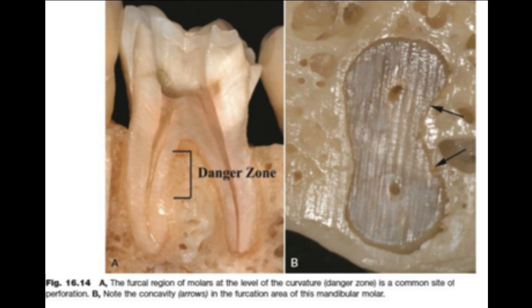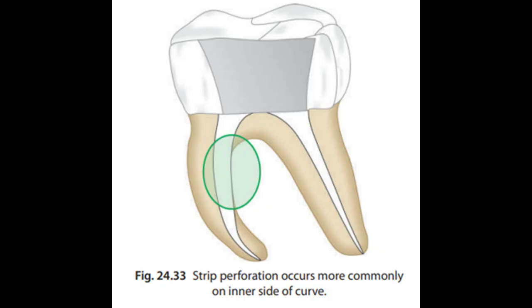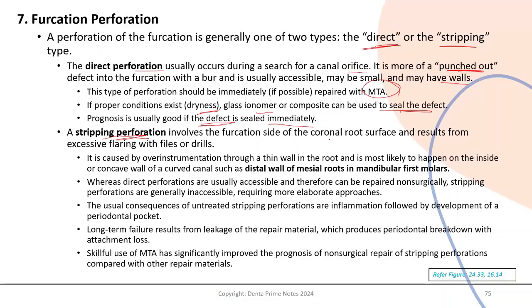Note down the concavity in the furcation area of this mandibular molar. Strip perforation occurs more commonly on the inner side of the curve. So, strip perforation involves the furcation side of the coronal root surface and results from excessive ledging with files or drills, caused by over-instrumentation through a thin wall in the root. It most likely happens on the inside or concave wall of a curved canal, such as the distal wall of mesial roots of mandibular first molars. Very important, please note this down.